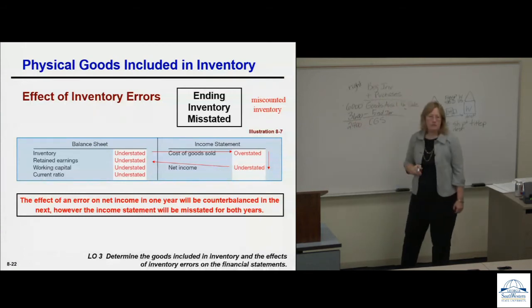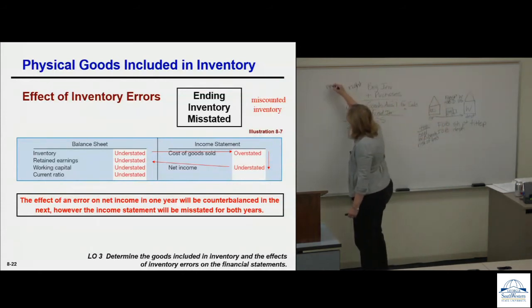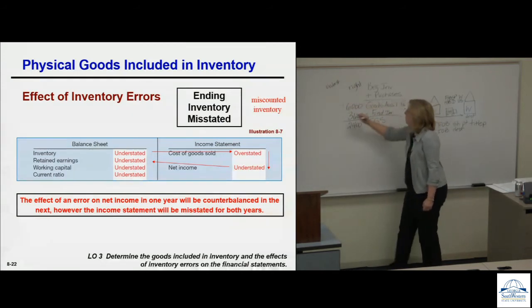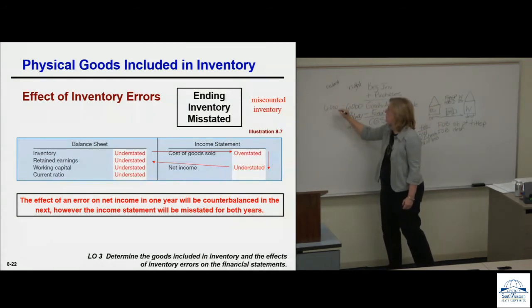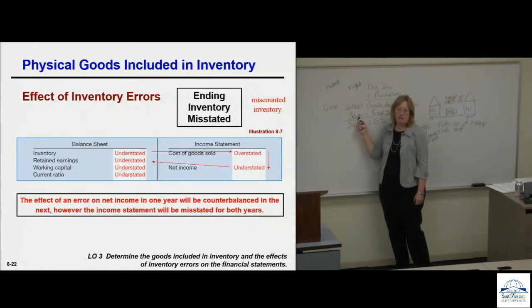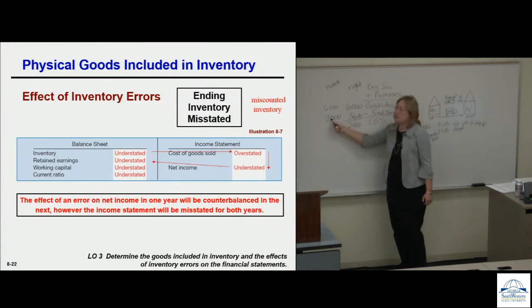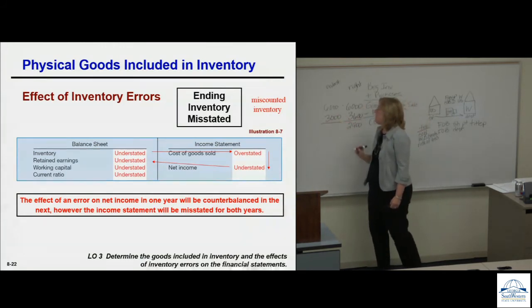Okay. But now, what if our ending inventory is understated? What would this number be? Instead of 3,600, what are we talking about? We didn't count some stuff, right? So give me a number, Jeremy. 3,000. Okay, so instead of 3,600, it's 3,000. Then what happens to cost of goods sold? It's now 3,000.